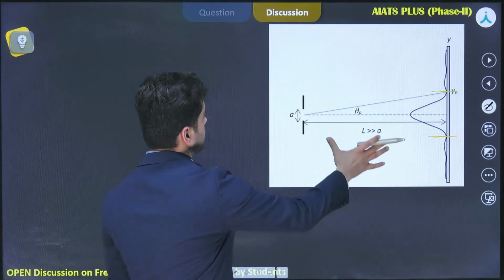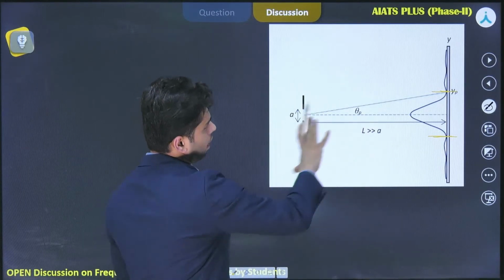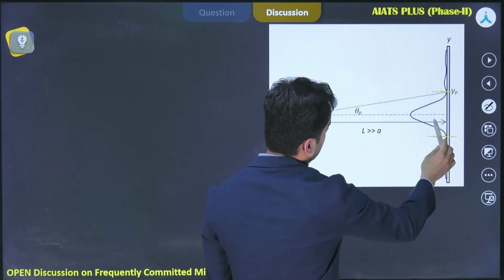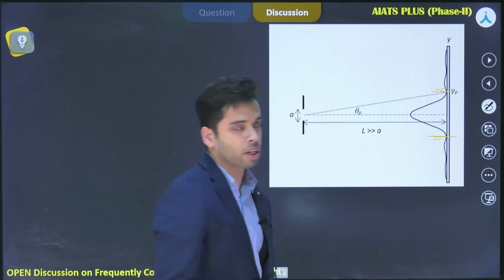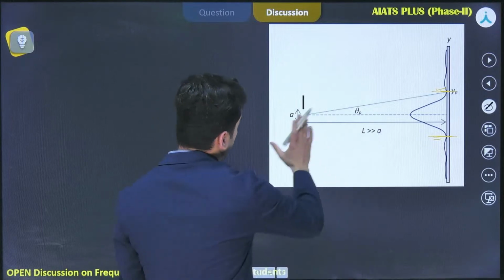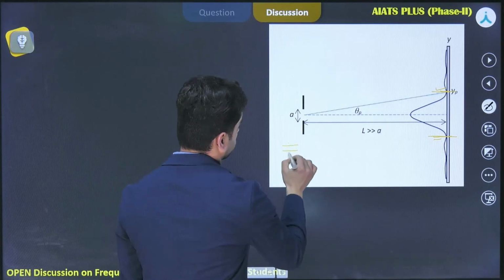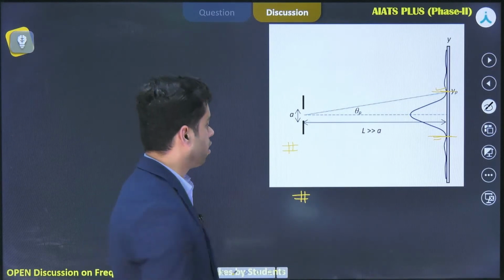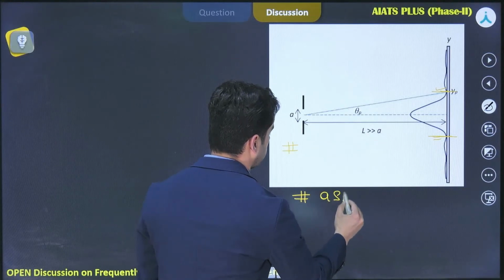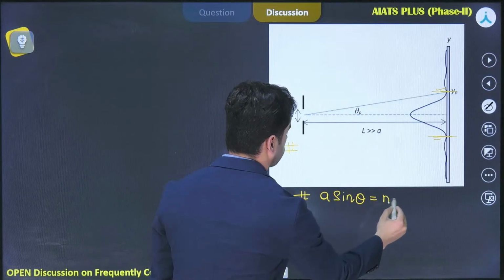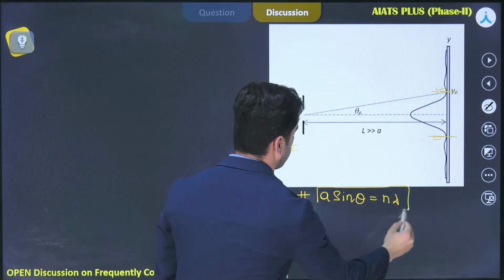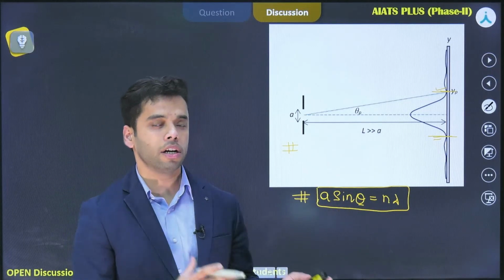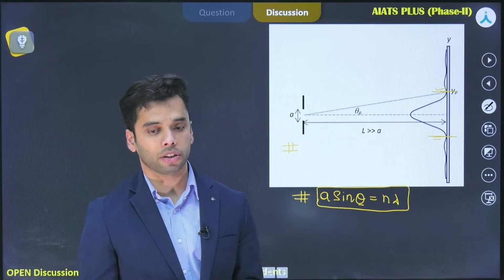So this is the basic setup for the diffraction. You have a narrow slit. The light is coming out from the slit. It is undergoing diffraction. And you can see that here it is central maxima, and these two points are the points for the first minima. Now, if a is the slit width, then let me write the condition for the minima in the diffraction. The condition is a sine theta equal to n lambda, where lambda is the wavelength and this theta is similar to this theta.